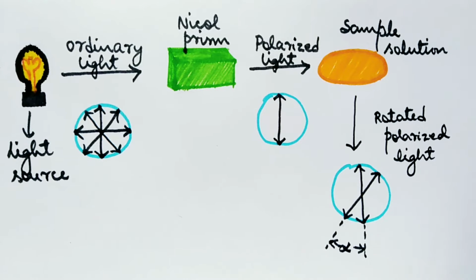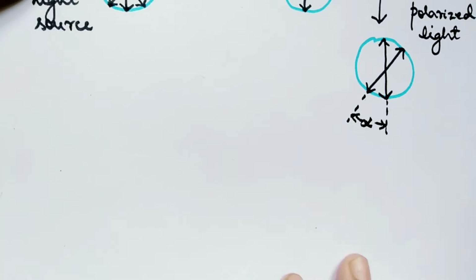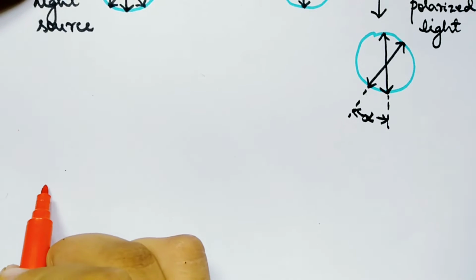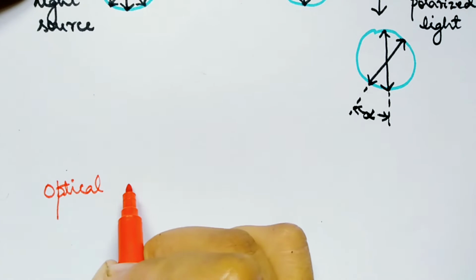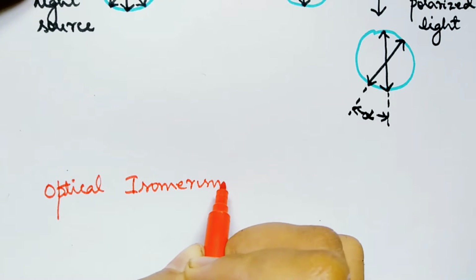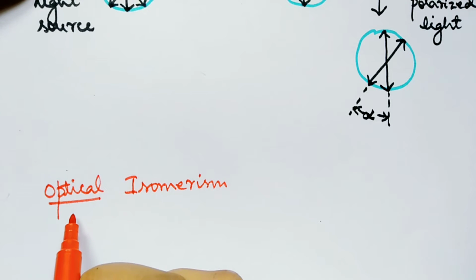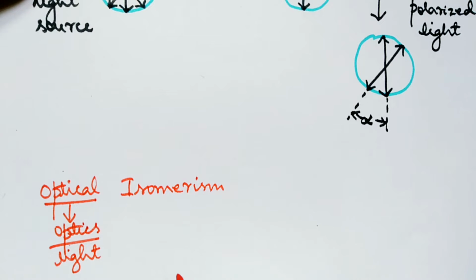In this video, I want to start with a new subtopic from isomerism known as optical isomerism. Optical comes from the word optics, which means light. And you know what isomerism is.